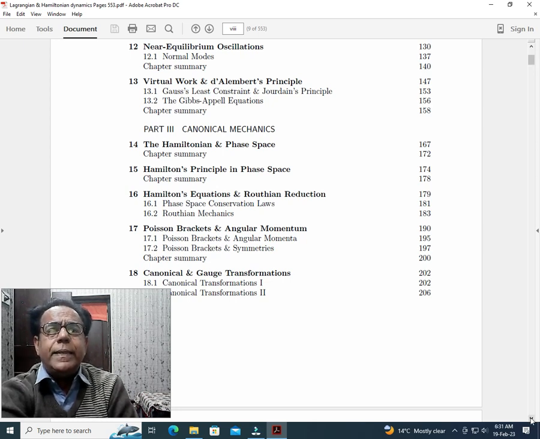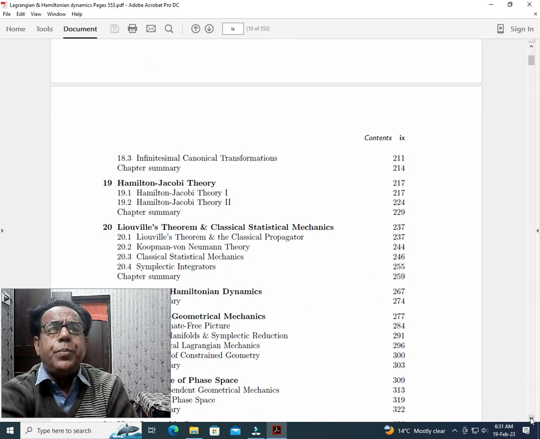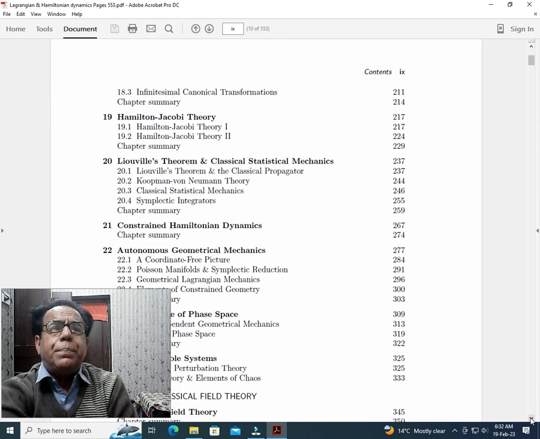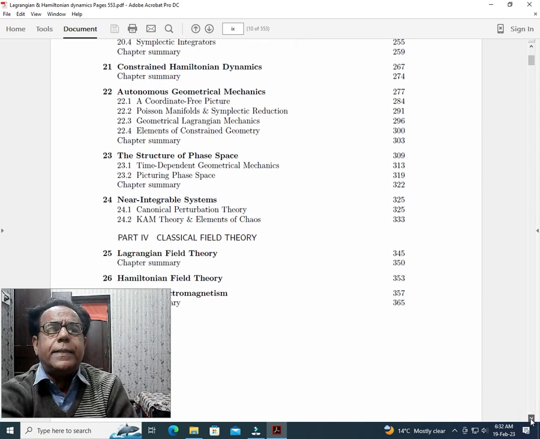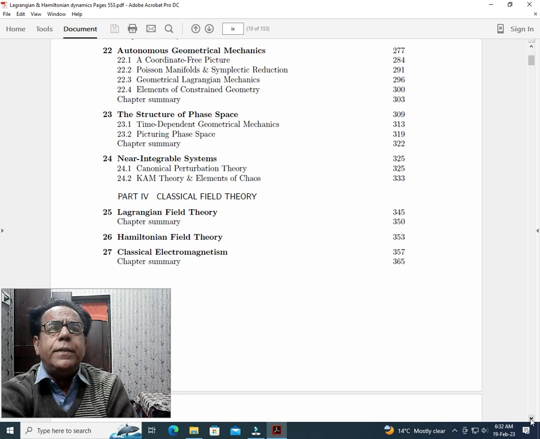Chapter number 18 is canonical and gauge transformations. Chapter number 19 is Hamilton-Jacobi theory. Chapter number 20 is Liouville's theorem and classical statistical mechanics. Chapter number 21 is constrained Hamiltonian dynamics. Chapter number 22 is autonomous geometrical mechanics. Chapter number 23 is the structure of phase space. Chapter number 24 is near integrable systems.